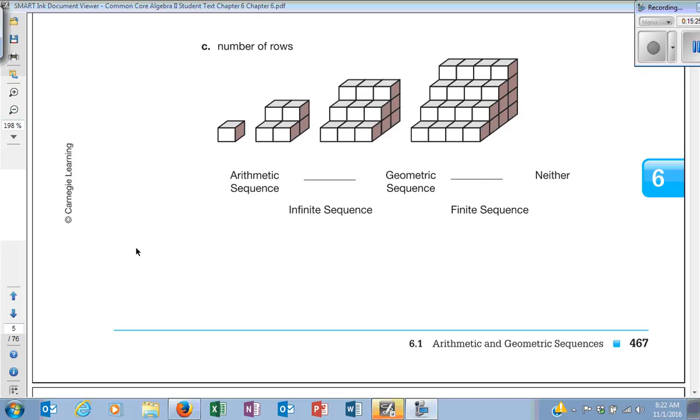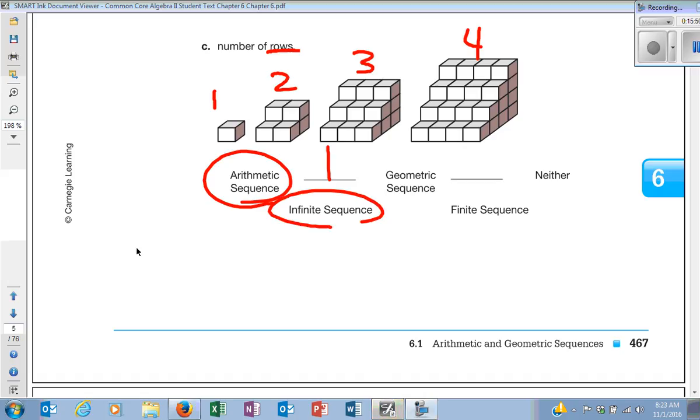What are you trying to see if there's a pattern between? The number of rows. How many rows does this have? How many rows does this have? Rows. This one? Is this a series? I'm sorry, a sequence. Yes. And I'm adding one each time. So that's my common difference, a positive 1. And it is an infinite sequence. Does everybody see what I just talked about there?